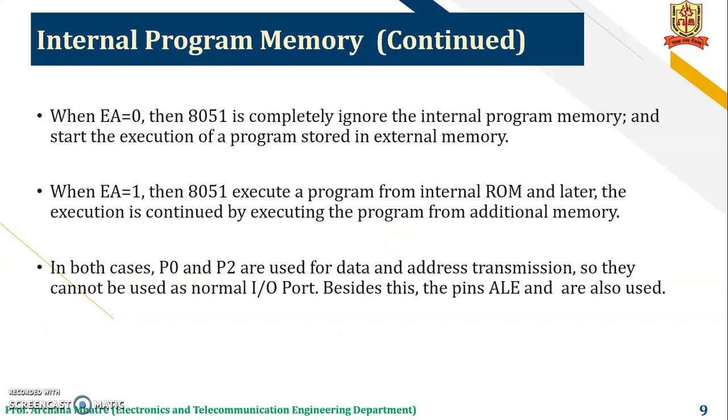Now when EA bar is equal to 0, the 8051 completely ignores the internal program memory and starts the execution from the program stored in the external memory. And when EA bar is equal to 1, then the 8051 executes the program from the internal program memory, and later the execution will be continued by executing the program from the additional memory.